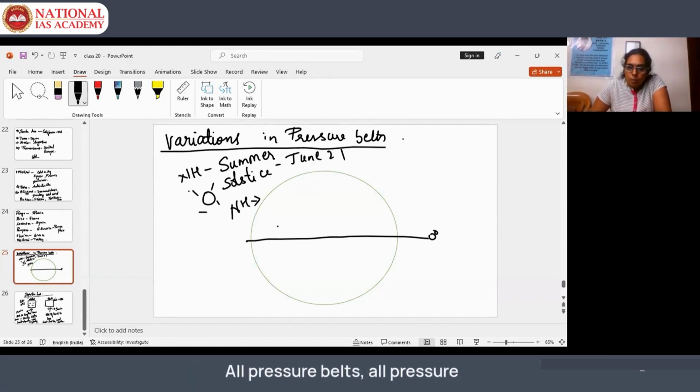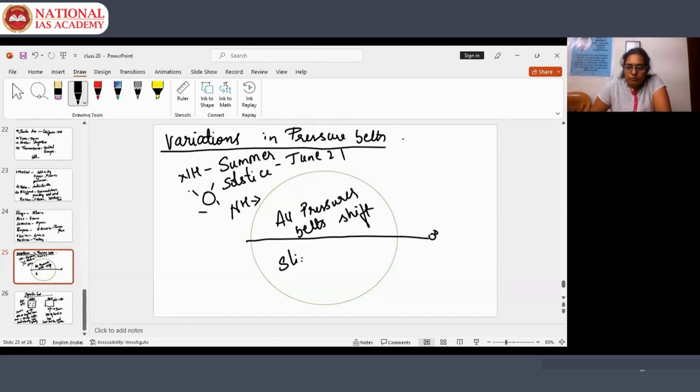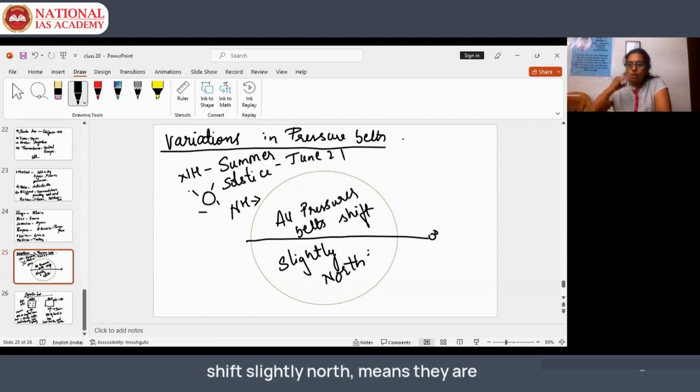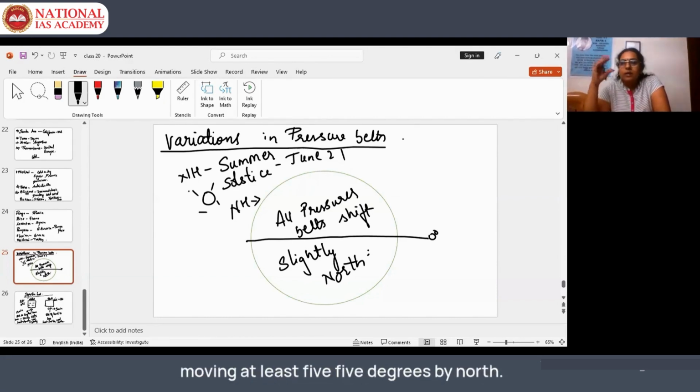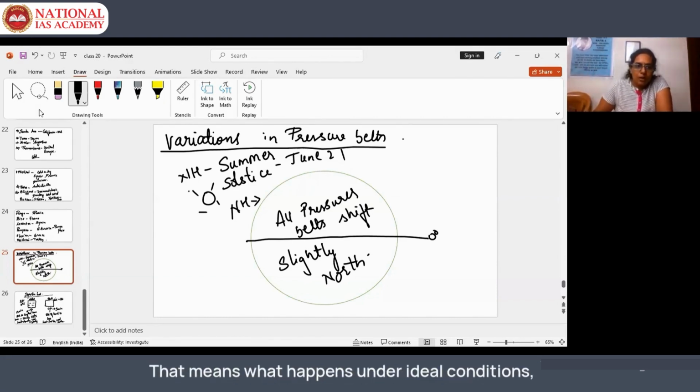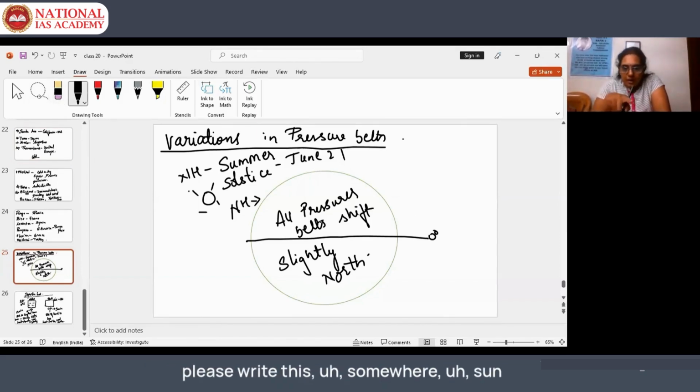So what happens? All pressure belts, north and south, both, shift slightly north. Means they are moving at least 5 degrees north. That means what happens under ideal conditions? Please write this somewhere. Sun is shining directly on northern hemisphere and all pressure belts shift slightly north.